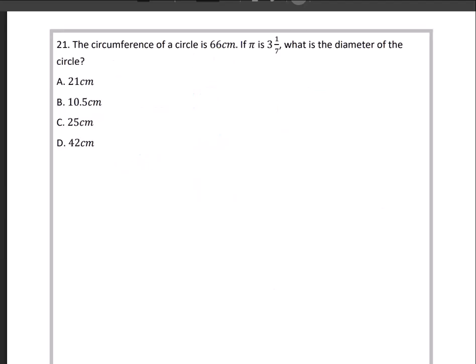Okay, question number 21. The circumference of a circle is 66 cm. If pi is 3 1/7, what is the diameter of the circle? So focus on this, it is the question. What is the diameter? You know that diameter, I can call it D, is equal to 2r, 2 multiplied by the radius, but we're not given enough information to solve for that.